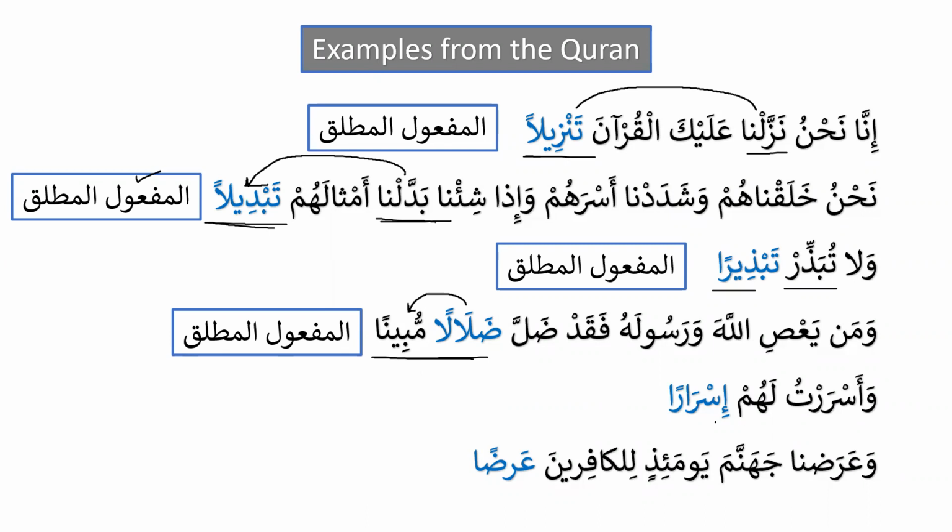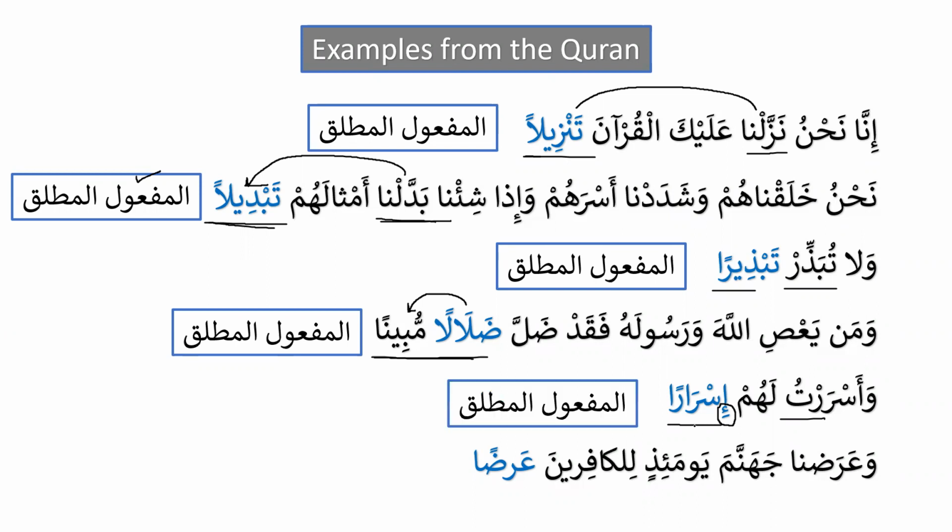Wa asrartu lahum israra. This is maf'ul mutlaq. Excellent. And this is from which form? I think this one is form 4, is it? Excellent, yeah, if'al. That's the only form that has hamzatul qati', where the past tense, fi'l al-amr, and the masdar will always have hamzatul qati'.